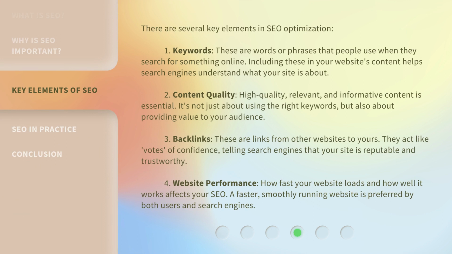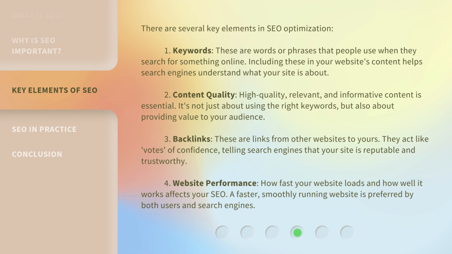There are several key elements in SEO optimization. 1. Keywords. These are words or phrases that people use when they search for something online. Including these in your website's content helps search engines understand what your site is about. 2. Content quality. High quality, relevant, and informative content is essential. It's not just about using the right keywords, but also about providing value to your audience.